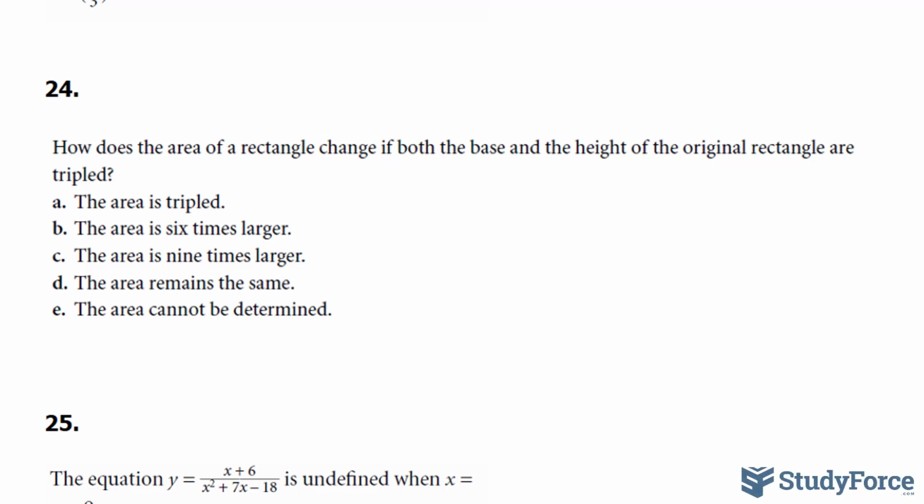How does the area of a rectangle change? The area of a rectangle is A equals length times width. If both the base and the height, so they're using B and H instead, B times H. So forget that.